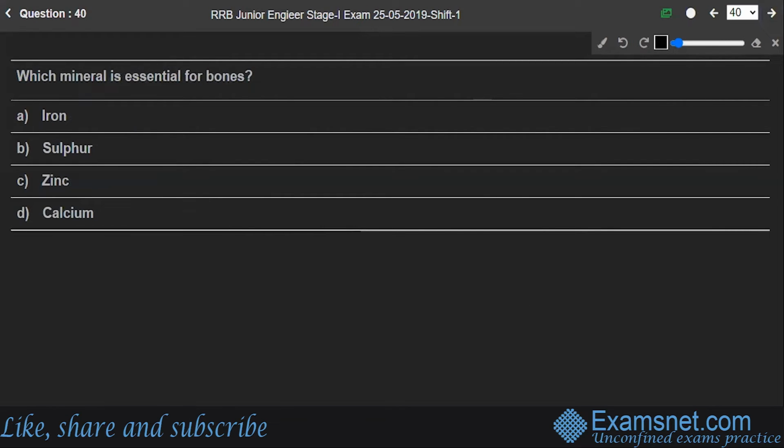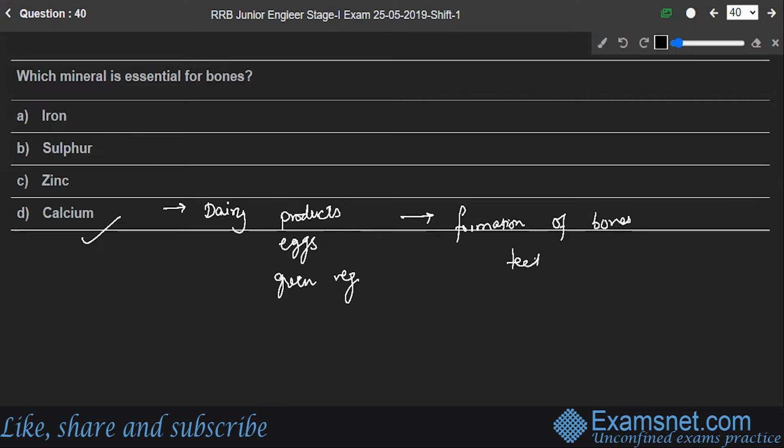Which mineral is essential for the bones? Is it iron, sulfur, zinc, or calcium? Yes, it is calcium. Of course, you know the answer. Calcium is found in dairy products, eggs, green veggies, etc. And it helps in formation of bones, teeth, blood clotting, muscles, and nerve activity, to help them function normally.